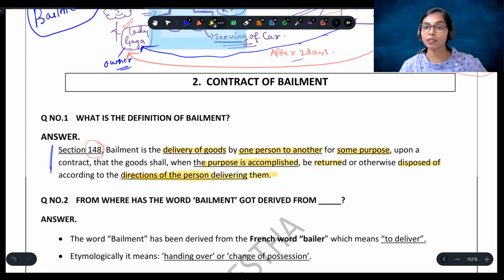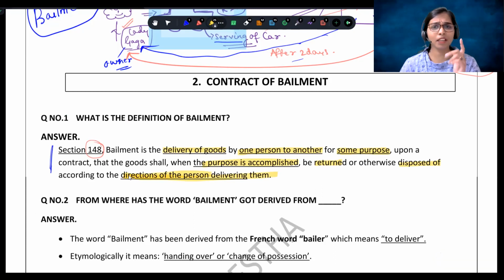So what is bailment as per section 148? Bailment says that it is delivering of goods from one person to another person for a specific purpose, a purpose which is set in a contract. As and when the purpose is accomplished, you are going to return the goods to the owner, or dispose of the goods according to the owner's specifications.